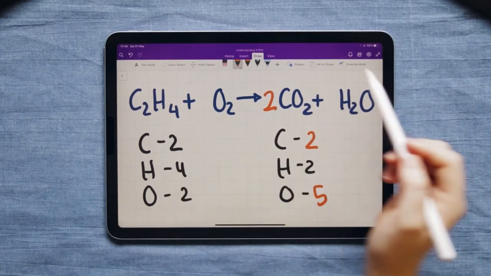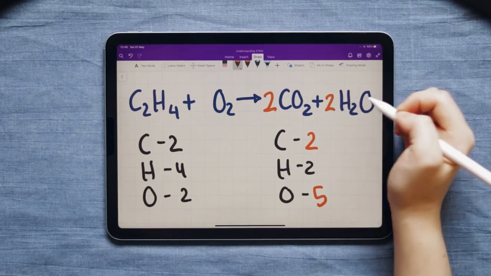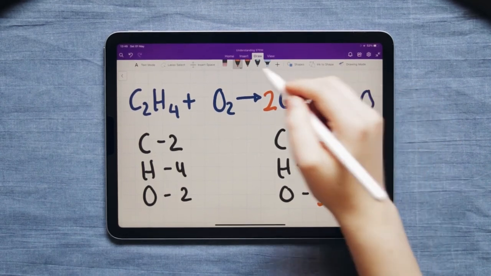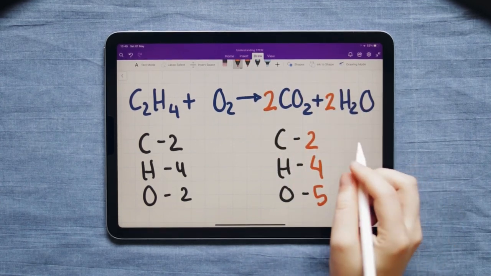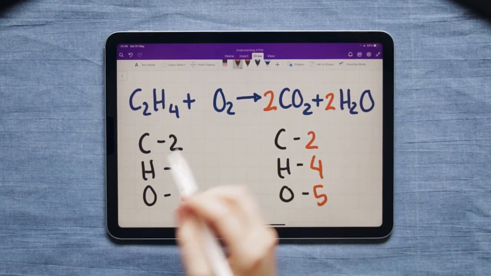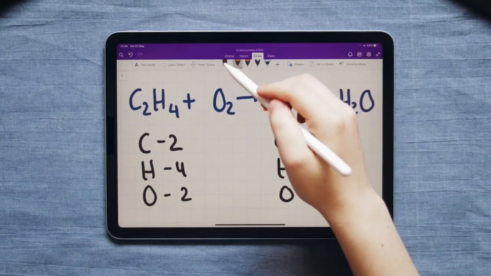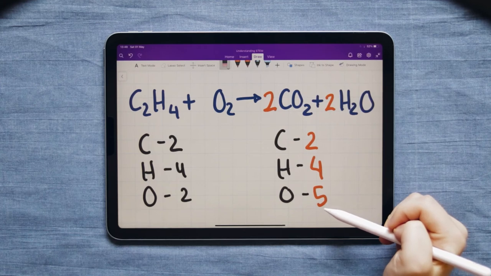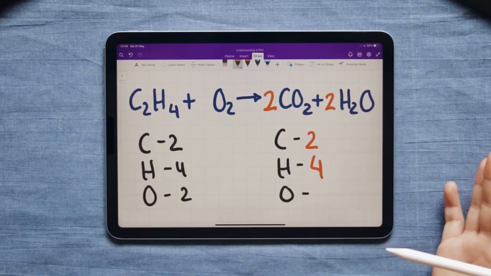Next, we need to balance hydrogen. If there's 4 this side, there's 2 this side. We can multiply this by 2. 2 times 2 gives us 4. So now there will also be 4 hydrogens this side. However, you can see how the oxygen is changing each time. This is why we're balancing it last, so that we don't balance it and have to change it again.